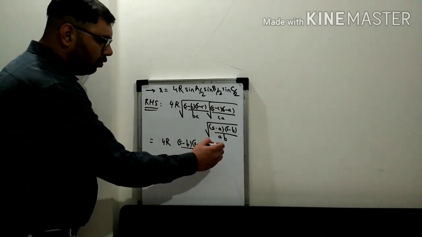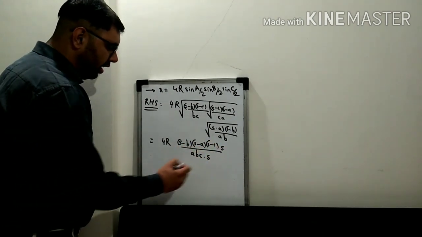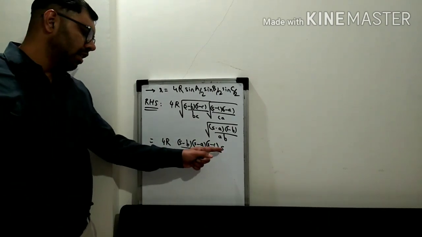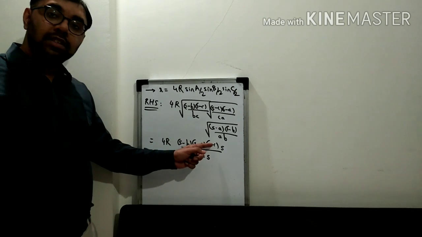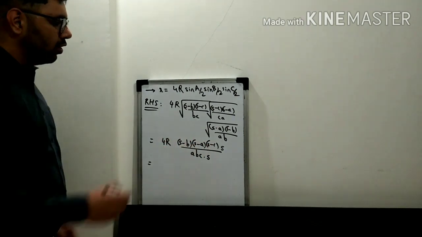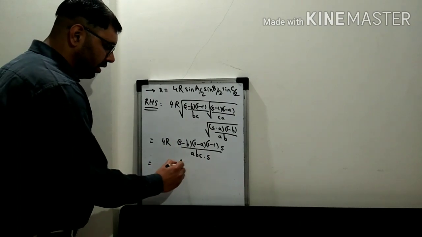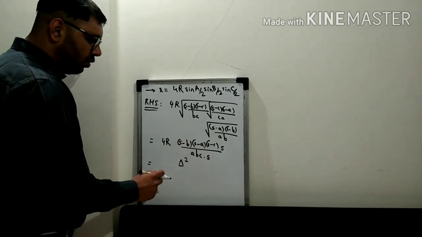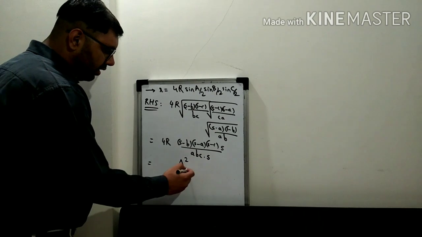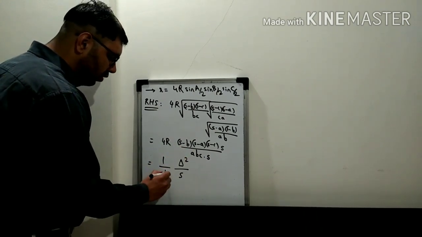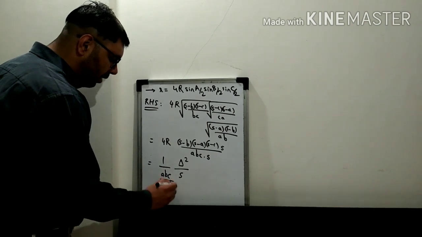Okay, now what you do, you multiply s in the numerator and denominator. If you multiply s in the numerator and denominator, s minus a, s minus b, s minus c becomes delta square, because we know by Hero's formula delta is root of s minus a, s minus b, s minus c. So this becomes delta square, and this is r, and 4r will go in the denominator, so this will become 1 upon abc by 4r.